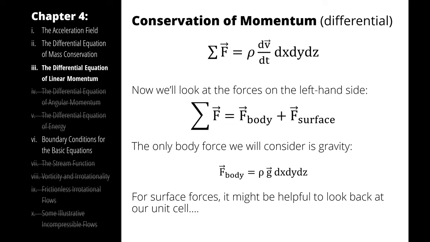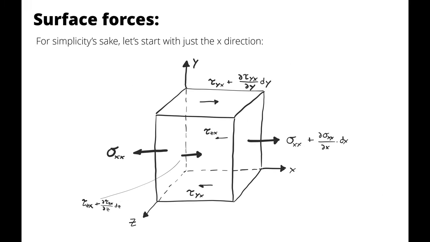For the surface forces, we have to look back at our unit cell. To make it a little bit easier to follow, let's only look at the x direction for now. In the x direction, we have six possible surface forces. We have normal stresses on the left and right side of the cube, and we have viscous stresses on the top, bottom, front, and back of the cube. Since the stresses are going to be acting in the outward direction for normal stress, in the rightward direction for the viscous stress on the top and front, and the leftward direction for the back and bottom, I recognize that I am going to be canceling the regular stress terms in all three cases.